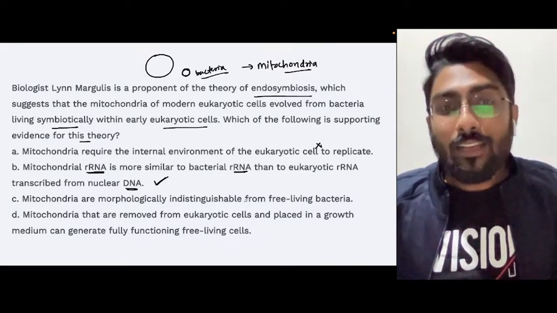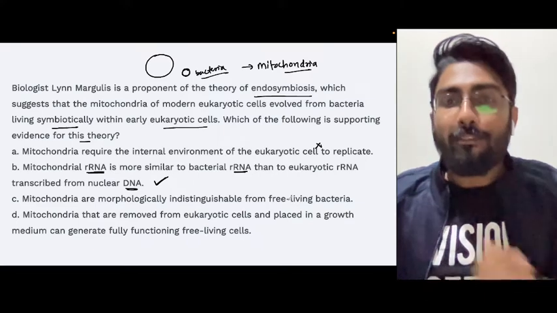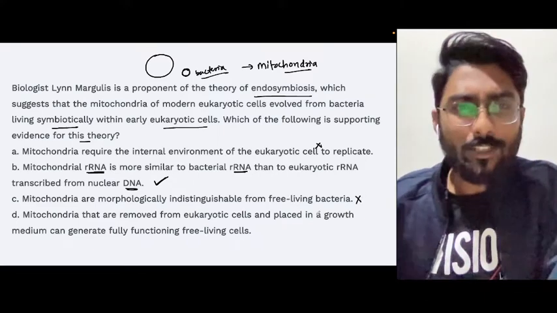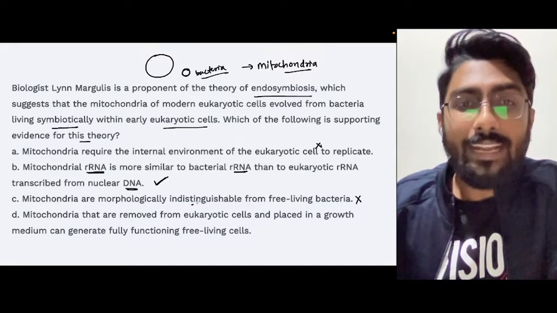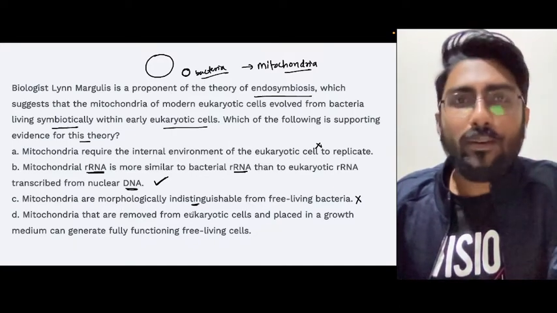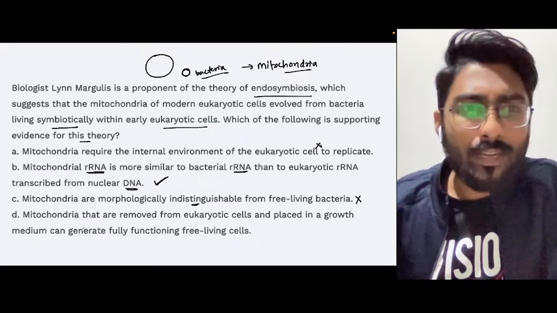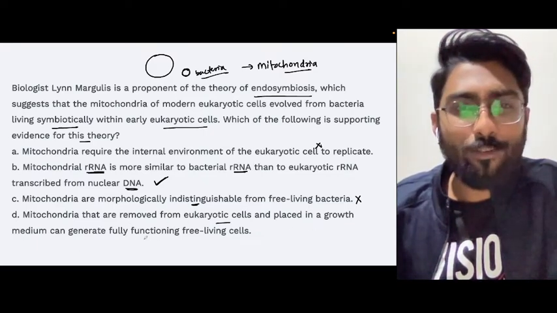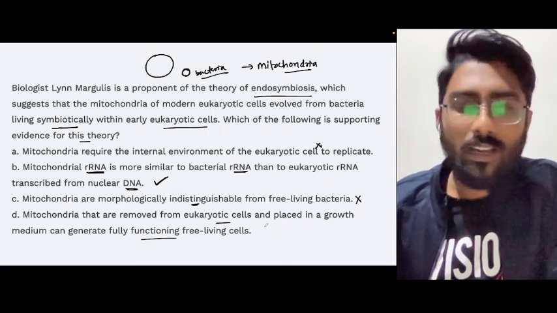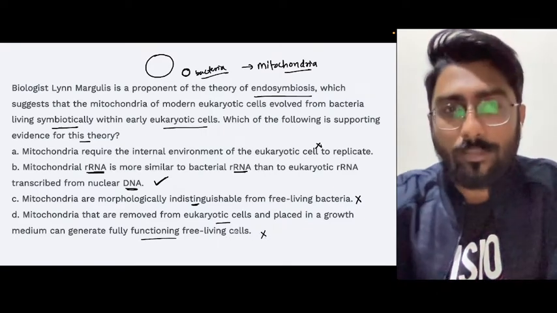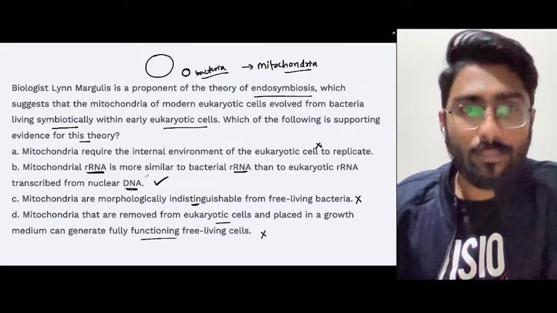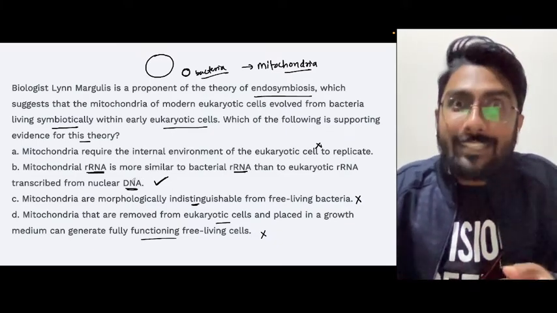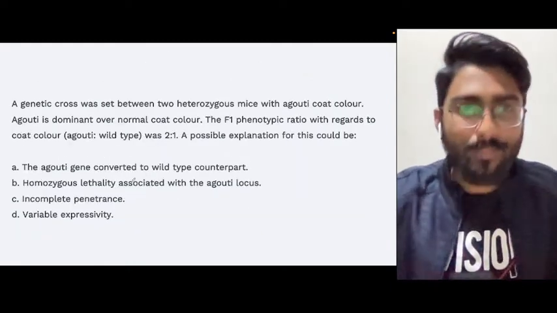Mitochondria are morphologically indistinguishable from free living bacteria. No, it is not an explanation. If they are morphologically indistinguishable, there will be no relationship, right? Mitochondria that are removed from eukaryotic cells and placed in a growth medium can generate fully functional free living cells. No, that is also not a correct statement. So option B is the correct answer because the rRNAs are the same. So they are giving some evidence that there is some similarity, right?